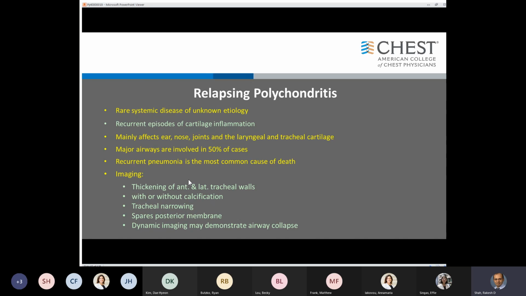The way you make the diagnosis is you look for a thickening of the anterior and lateral tracheal walls with or without calcification, and it spares the posterior membrane. And you can prove this by doing dynamic imaging to demonstrate the collapse.